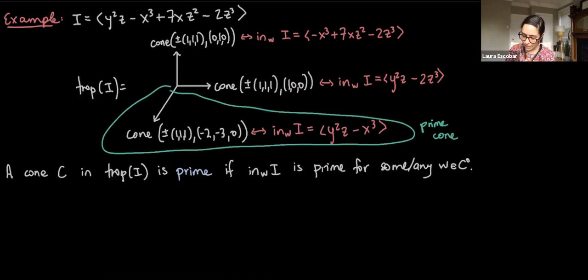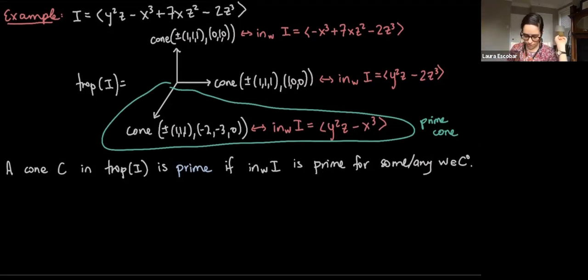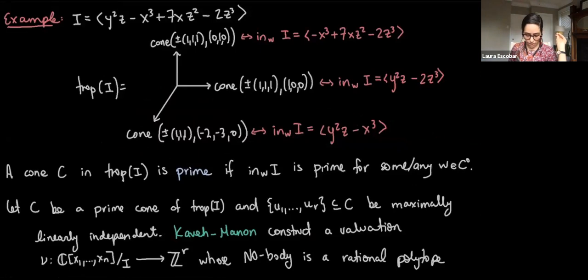They took those prime cones and used them to construct valuations. Let's say we take a prime cone of the tropicalization, which we chose here; this is going to be our prime cone. Now here's how they tell us to construct a valuation. You take as many linearly independent vectors inside your cone as possible, and using those you define a valuation, very similar to the example we had. At this point, they tell you that from a prime cone you can construct a valuation whose Newton-Okounkov body is a rational polytope.